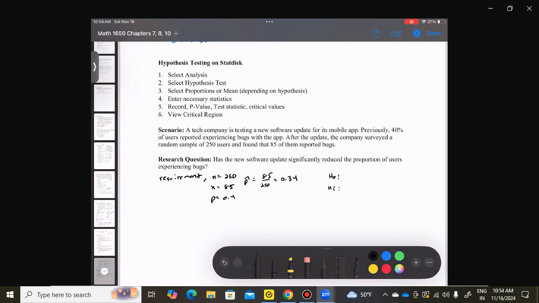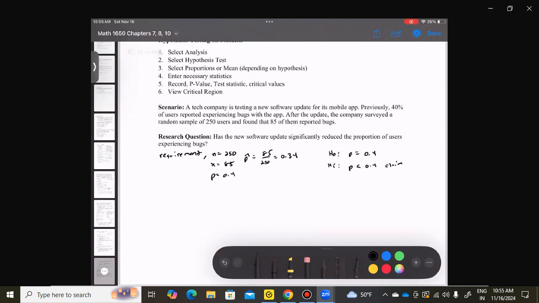All right, so we're going to now set up the hypothesis. Our null is that the proportion is equal to 40%. And then we want to know if it's less than. We want to know if this has reduced, not that it's different, that it's less than. So p is less than 0.4 is our alternate, which is the claim. And then the significance level wasn't given, so we're going to use an alpha of 0.05. That's usually the best.